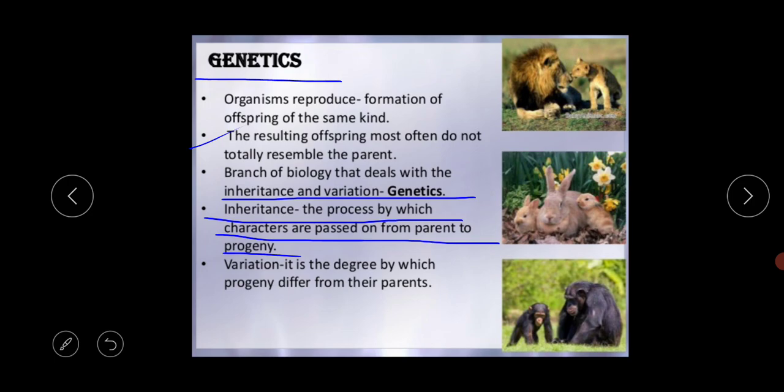So overall, what is genetics? Genetics means the branch of biology which deals with inheritance. So this is the meaning of genetics. This is actually the gene-oriented thing, the study about genes. Genetics means the study about the genes. So this is the genetics portion.